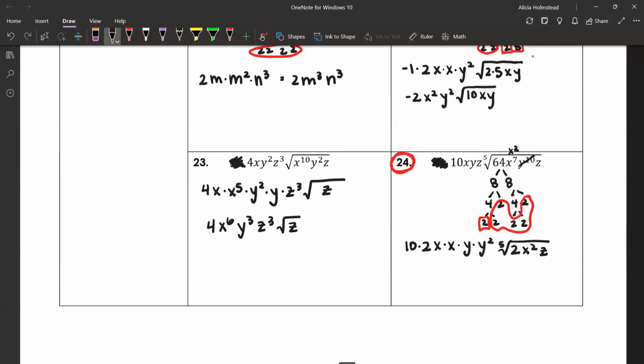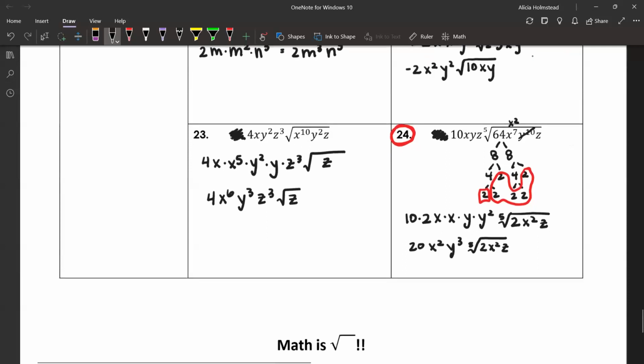So if we put all that together, 10 times 2 is 20, x times x is x squared, y times y squared is y cubed, and then we have the 5th root of 2x squared z. Alright, hopefully that's what you got. If not, that's okay. You get a little more practice on the homework.